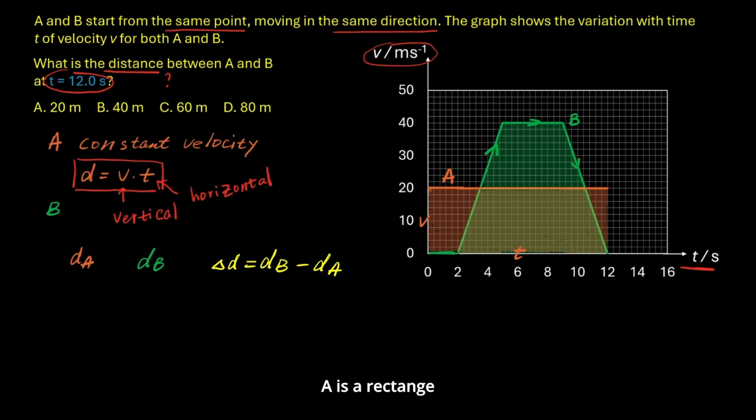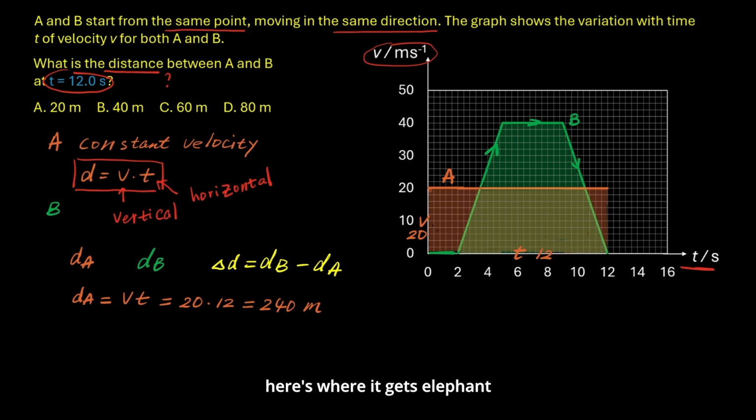A is a rectangle. The base or the length is 12 seconds. The height is 20 meters per second. So dA equals v times t. V is 20 meters per second multiplied by t, which is 12 seconds. That's 240 meters. Now B, and here's where it gets elegant.